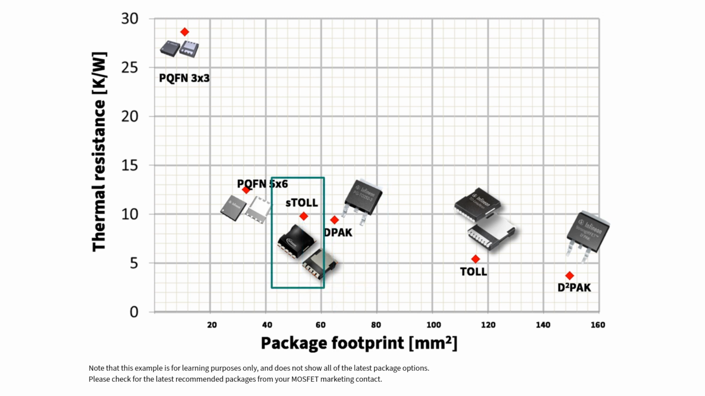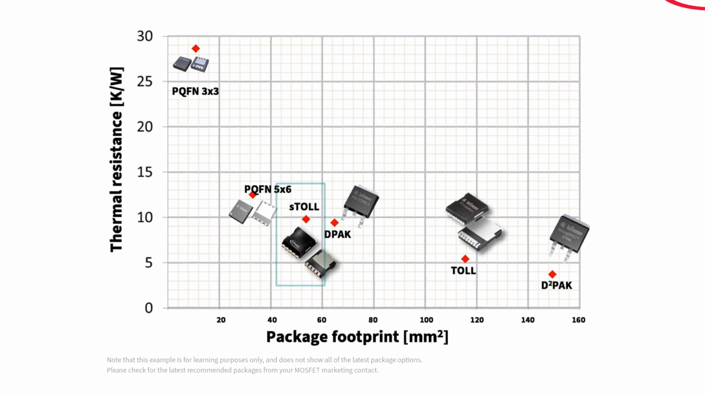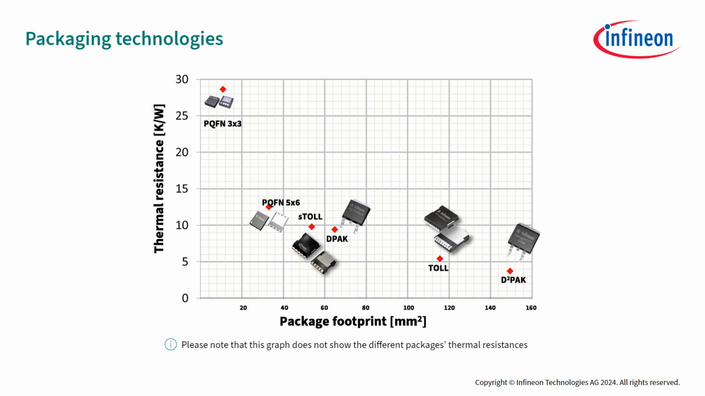Thus, S-Toll in this comparison against DPAC requires less space on the PCB and could be a good option for a middle ground MOSFET. Please note that this graph does not show the different packages' thermal resistances. Most modern power packages used with MOSFETs are already below 1 kilowatt of thermal resistance, and a better representation of their thermal performance is by assembling them on a PCB with a heat-sinking mechanism.